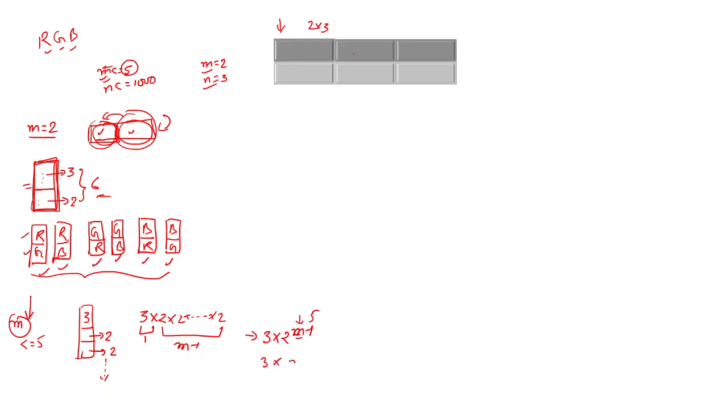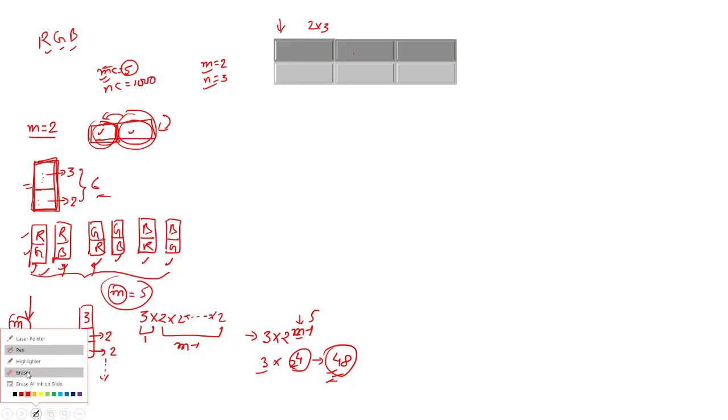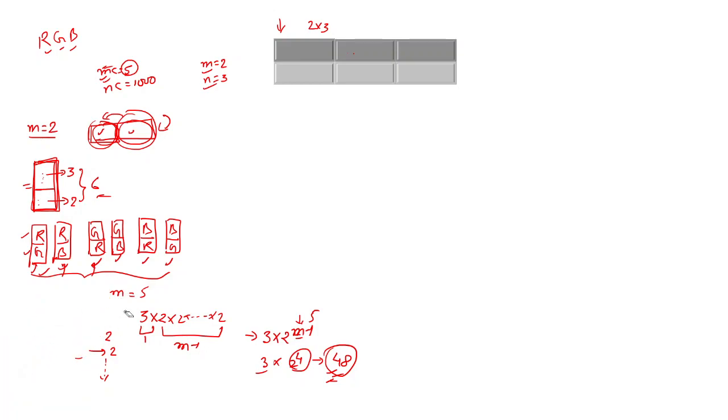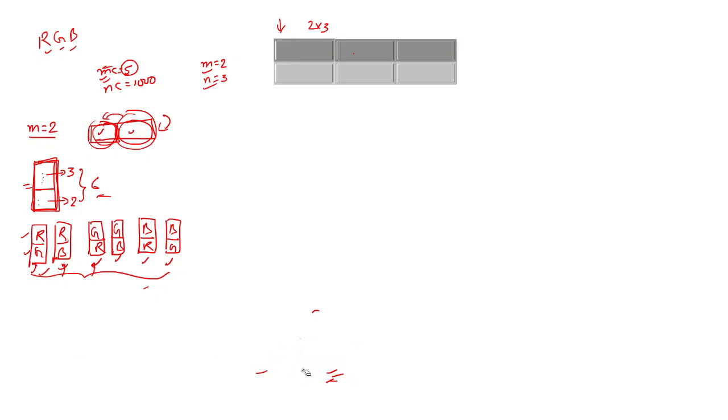So it will be 3 into 2 to the power 4, which is equal to 48. This many different strings can be generated with m equal to 5 at maximum. Right? This is the maximum number of strings that can be generated. Okay. So here in our example, m is equal to 2, so we have 3 into 2 to the power 1, and that equals 6. So how are we going to use this particular string?